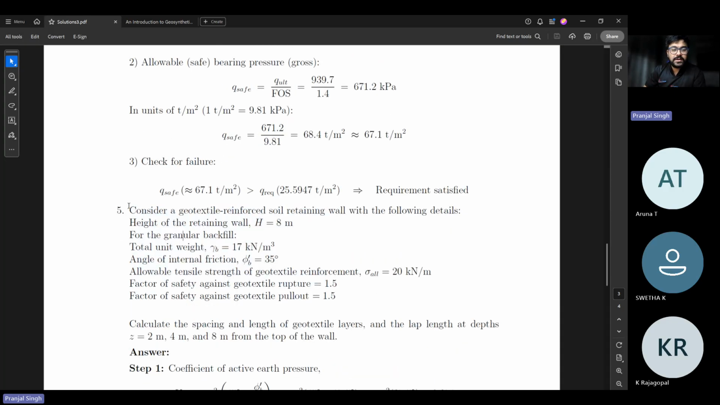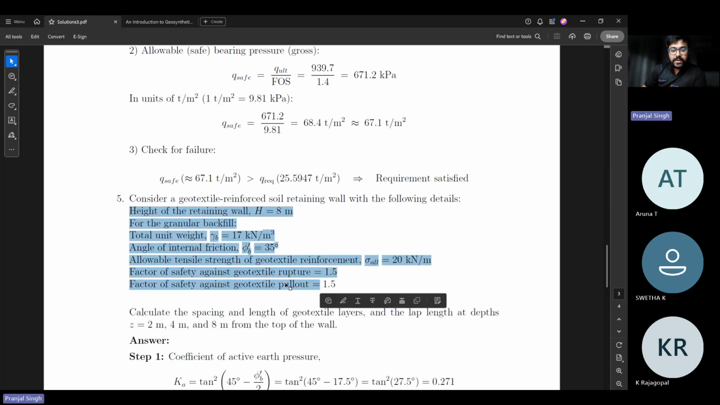Next question was again a geotextile reinforced soil retaining wall. So this was a wrap around geotextile reinforced soil retaining wall. It was not explicitly mentioned in the question, but if you see, there is a lap length asked. So whenever you wrap around a geotextile, you have to provide some lap length so that slippage does not occur. So this is particularly for wrap around geotextile reinforced soil retaining wall.